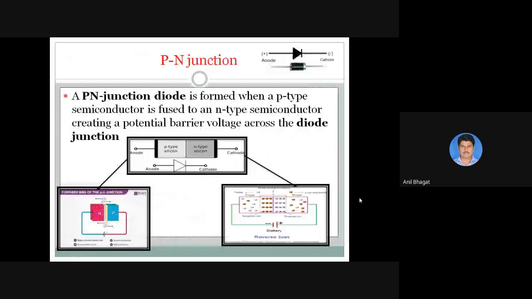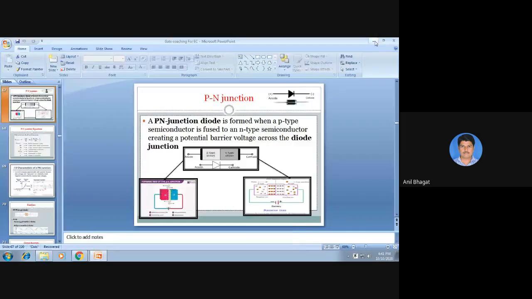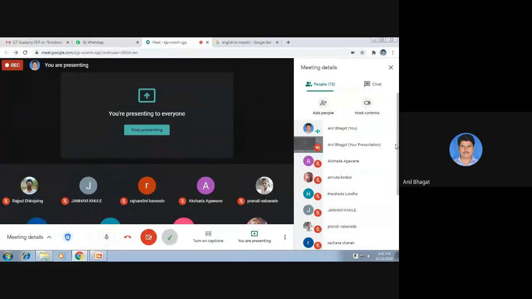The PN junction diode, then the BJT and MOSFET, and different types of other topics we will discuss in the next session. So if there is any doubt present in your mind, you can ask.